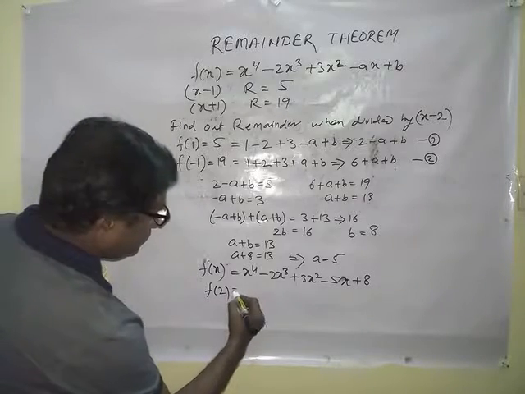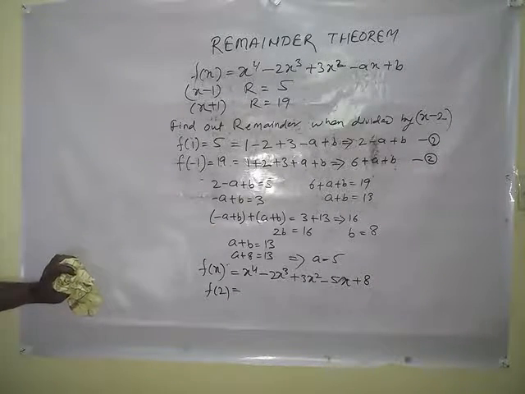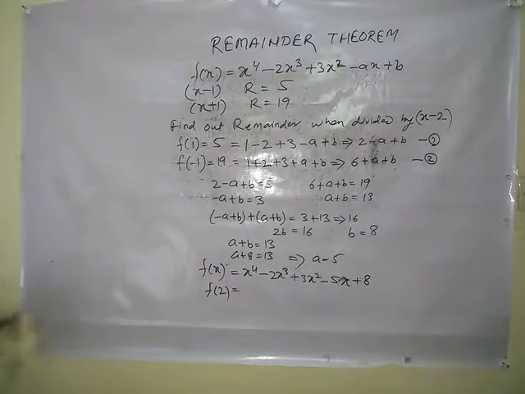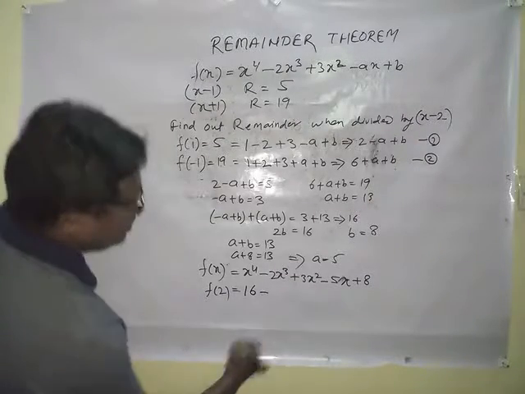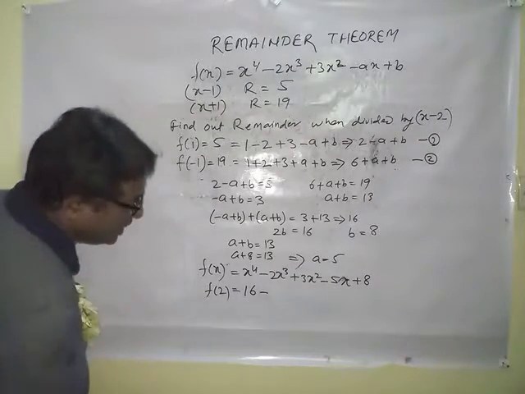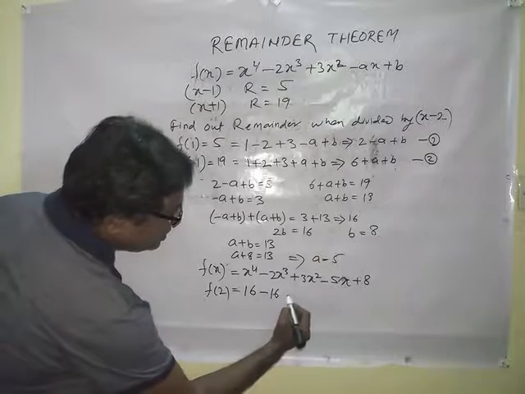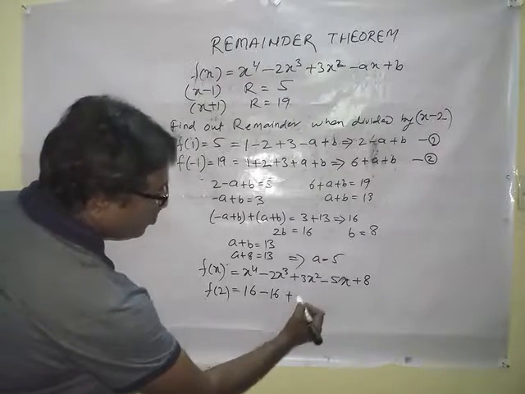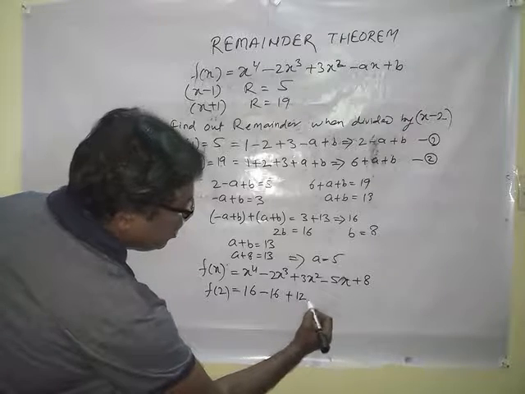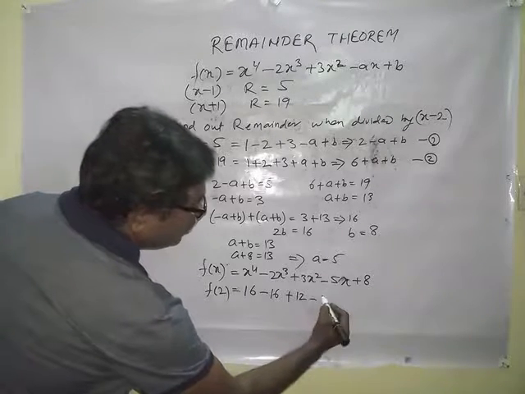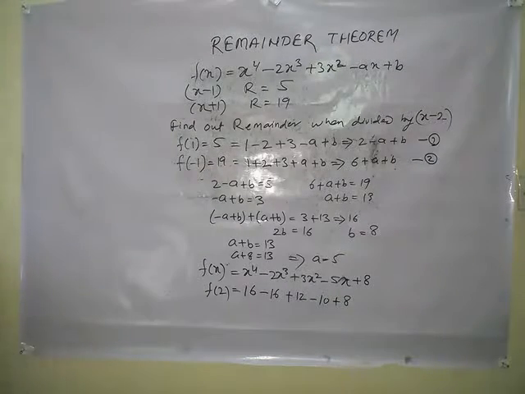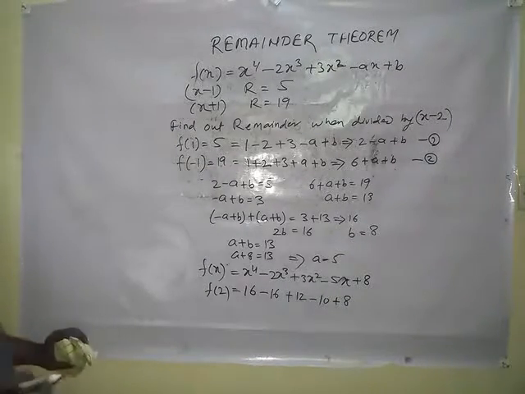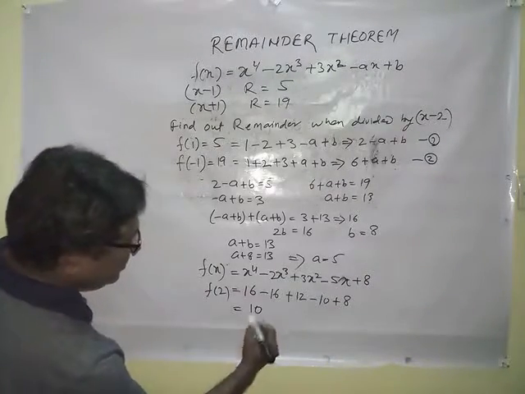f(2). So 2 raised to power 4, how much will it be? It is 16, minus 2 raised to power 3, 8, multiplied by 2, 16, plus 2 raised to power 2 multiplied by 3, 12, minus 10 plus 8. So that way, if you solve this equation, your answer will be 10.